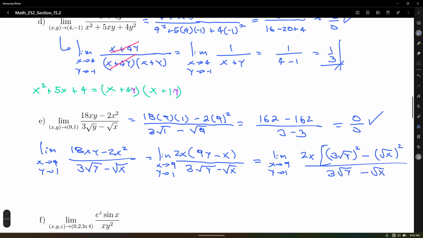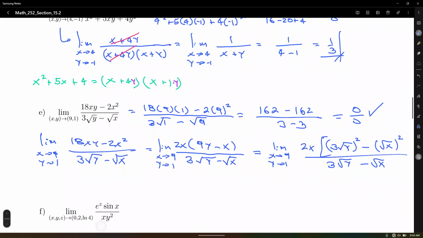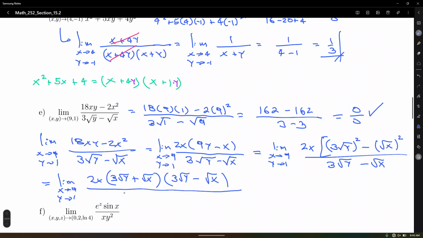I'm going to factor the difference of squares instead, and that denominator is going to go away. That's the limit as x approaches 9, y approaches 1 of 2x. Factor the difference of squares: 1 plus, 1 minus, 3 root of y, root of x, 3 root of y, root of x. Divide everything by 3 root of y minus root of x.